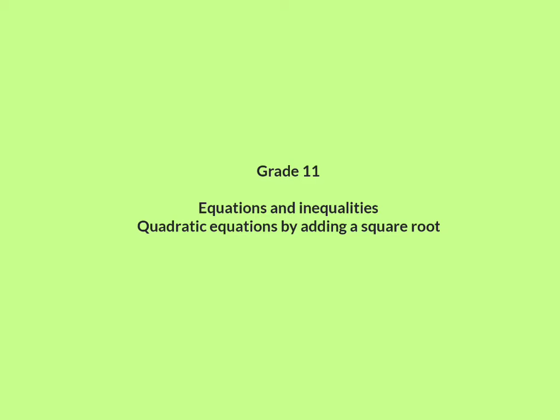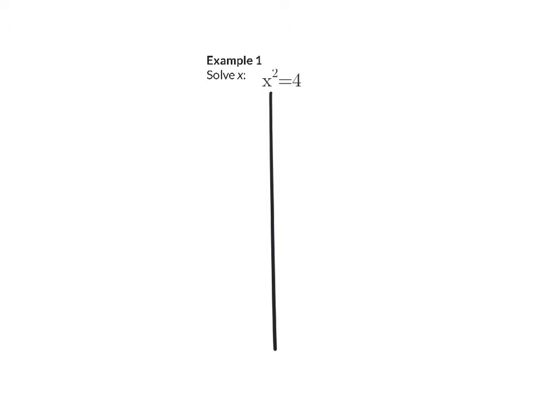In this lesson on equations and inequalities, we are going to have a look at quadratic equations that you can solve by adding a square root on both sides. In example 1, we have a quadratic equation. So I'm going to start off by solving it like we did in lesson 1.